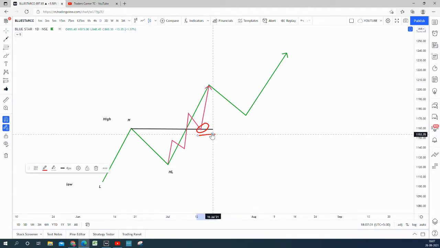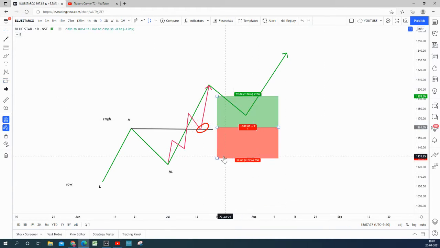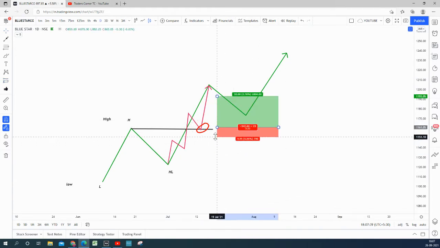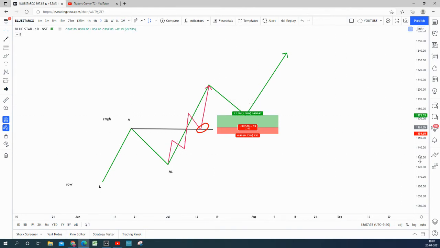So whenever you take any trade, make sure you have the risk reward of 1 is to 2. For example, if your stop loss is around 6 rupees here, your first target should be 6 rupees and second target should be 12 rupees. So this is the safest trade anywhere.